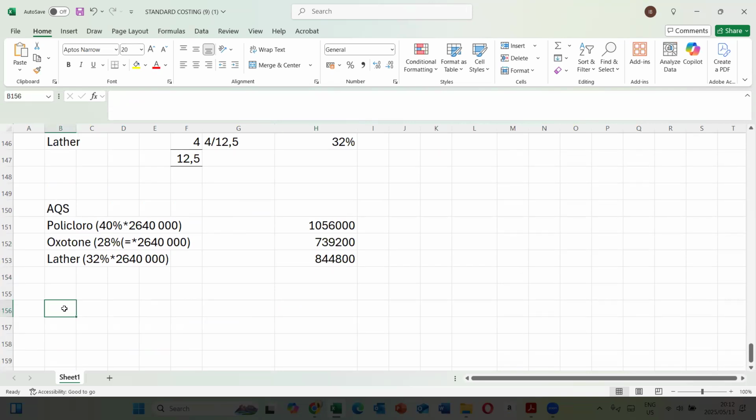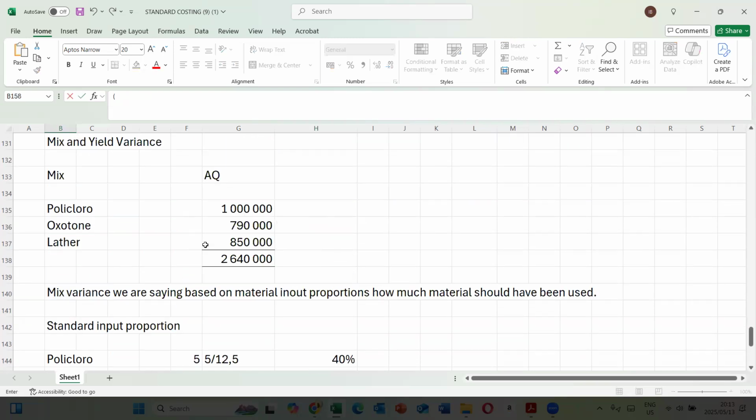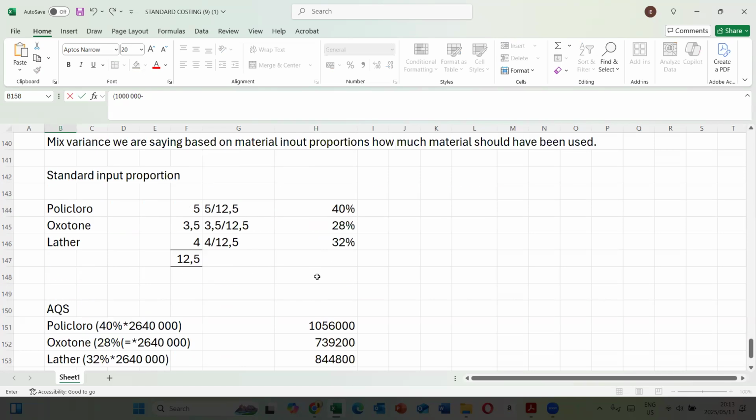So in regards to this, which means now the mix variance, we're going to take what they used. You see, we have 1 million minus what they should have used, which is this 1 million.